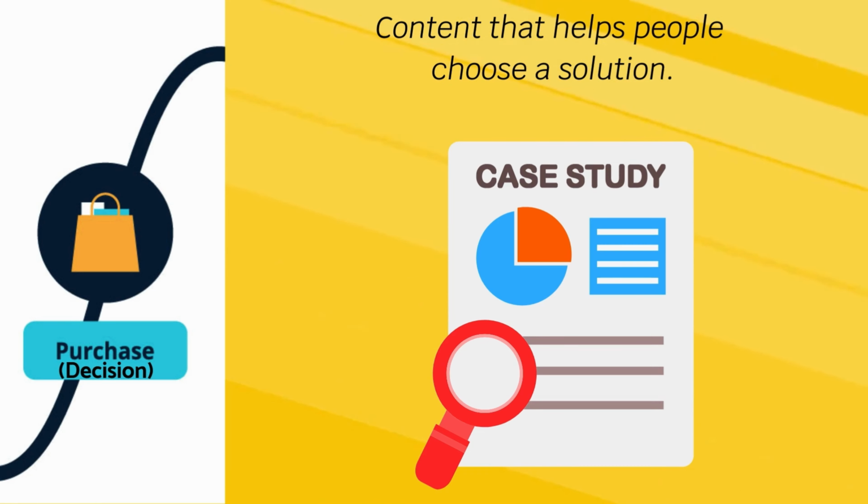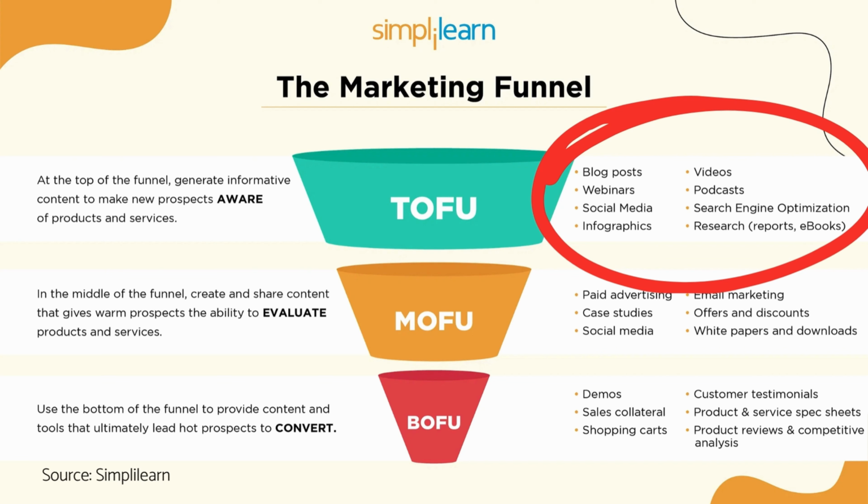And a case study on how a specific company used your tool would be decision stage content. The goal is to be sure you have content for every stage of the customer journey. Do you have a ton of top of funnel or TOFU articles that attract a new audience, but you have nothing to help them compare your product to a competitor's?